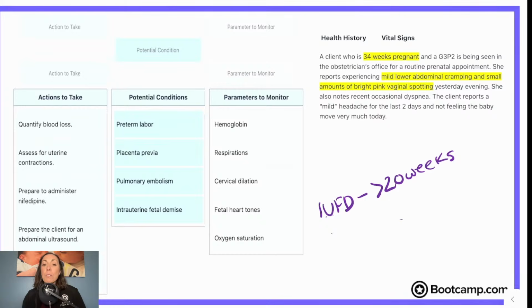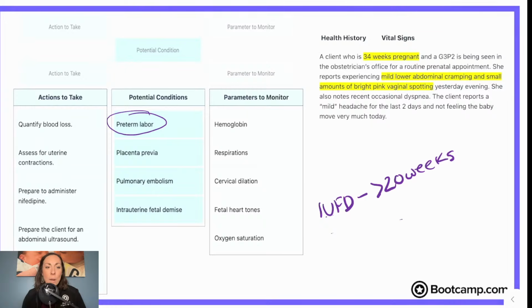So remember, for this, we're looking for what is most likely occurring, most likely happening. And with our given information, I think what's most likely occurring is going to be that preterm labor, right? Because our vital signs are not showing us a PE. The bleeding is a little bit painful. It's not painless to indicate previa. And just because she has some decreased fetal movement does not mean that we have an intrauterine fetal demise.